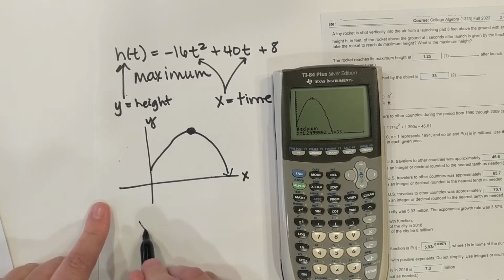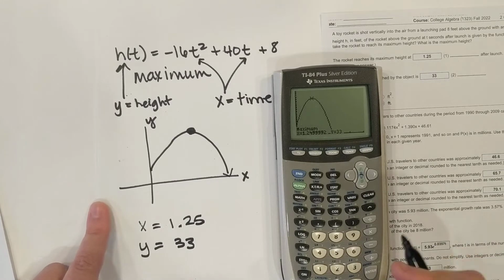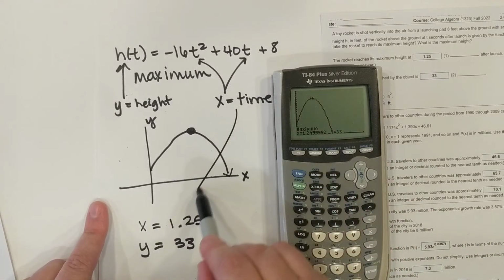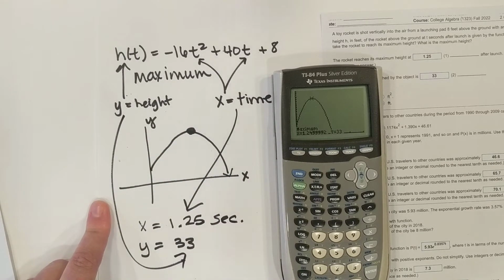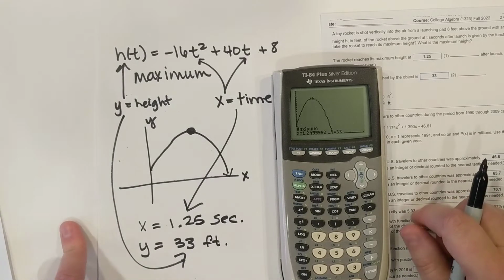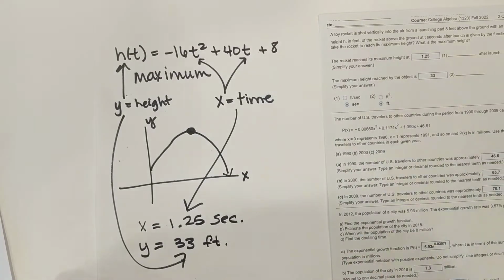So it tells me that x is equal to 1.25, around that, and y is 33. Okay, so remember that x is time, so that's 1.25 seconds, and then the height is y, so 33 would be feet. All right, so there is our answer for that one. All right, going to the next problem.